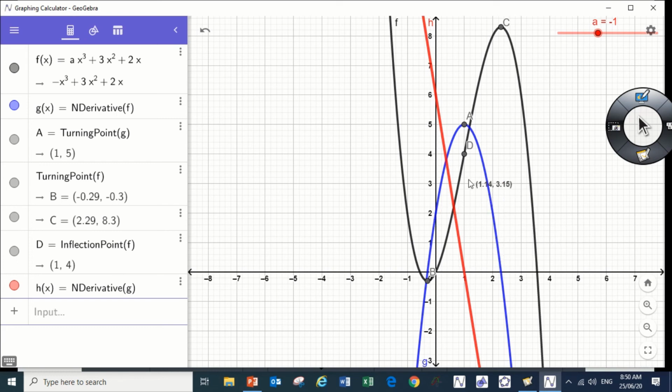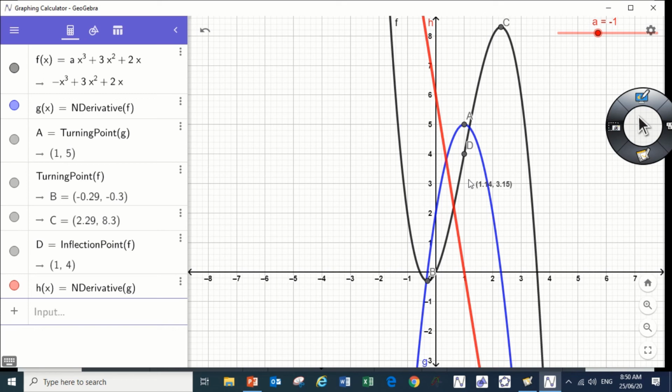Right, I want you to be aware that for this graph, when a is -1, the point of inflection has changed. It's now at x equals 1 and y equals 4, which is this point here. I hope you can see that. Now, what do you notice in terms of the three graphs? Do you see something which is common here?